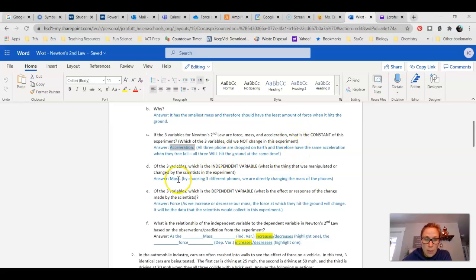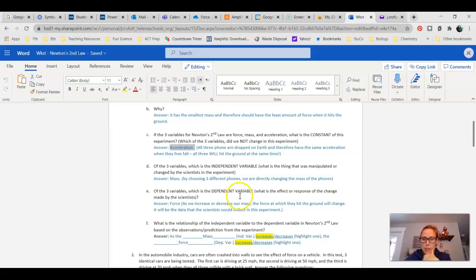So our independent variable is the mass. By choosing 3 different phones, we are directly changing the mass of the phones. Okay, and then last but not least, we have E, our dependent variable, our responding variable. I like to think of this as cause and effect. Our cause was changing the masses of the 3 phones. Our effect will be our dependent variable, what we're measuring, what we, as scientists, are grabbing for our data and recording.